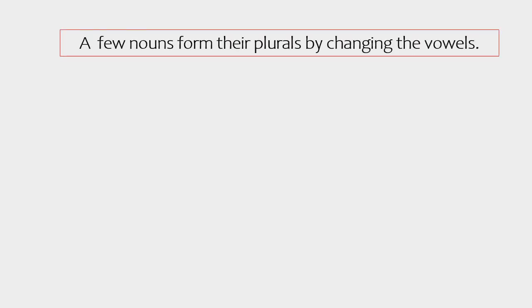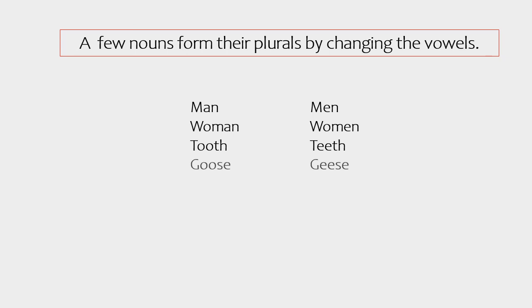Number 6. A few nouns form their plurals by changing the vowels. First example is man. When we have to write the plural of man, then the vowel will be changed. Men. Woman, women. Tooth, teeth. Goose, geese. Louse, lice. Mouse, mice. Foot, feet. Axis, axes.